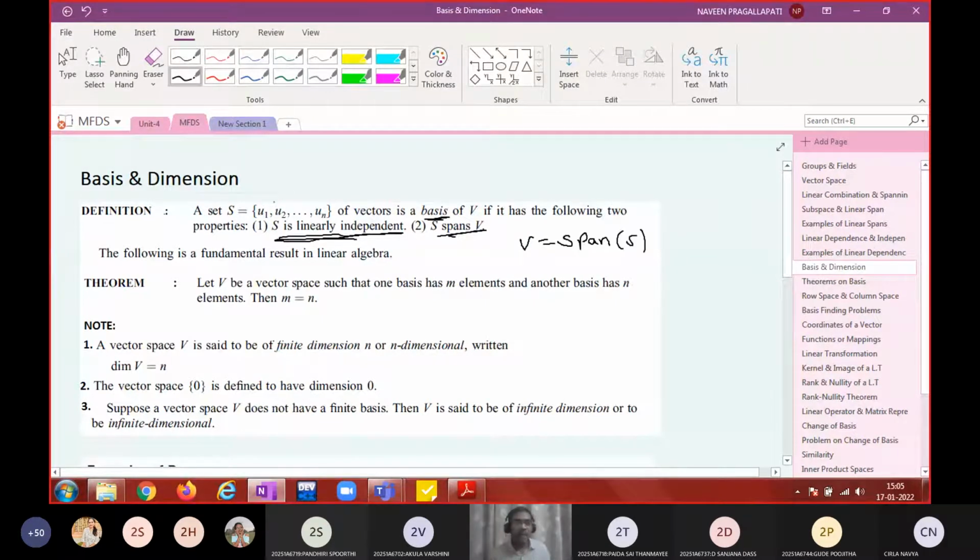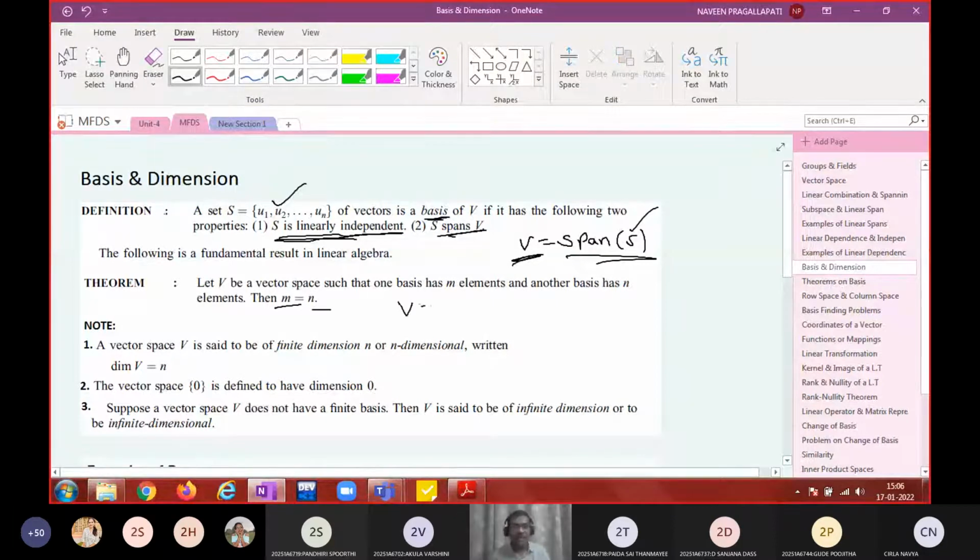That means you take all possible linear combinations of U1 to Un. If the resultant set is equal to the original space V, and this S itself is a linearly independent subset, then we say the set S is a basis of the given vector space V. The theorem says that a vector space can have several bases. All bases will have the same number of elements.